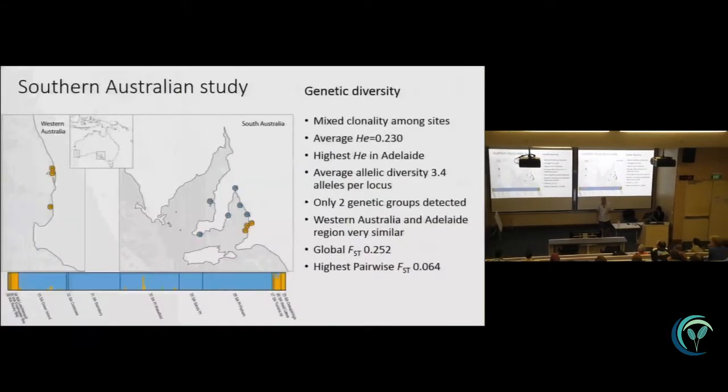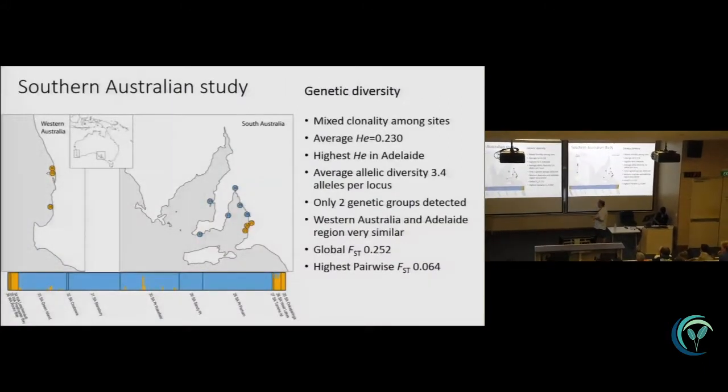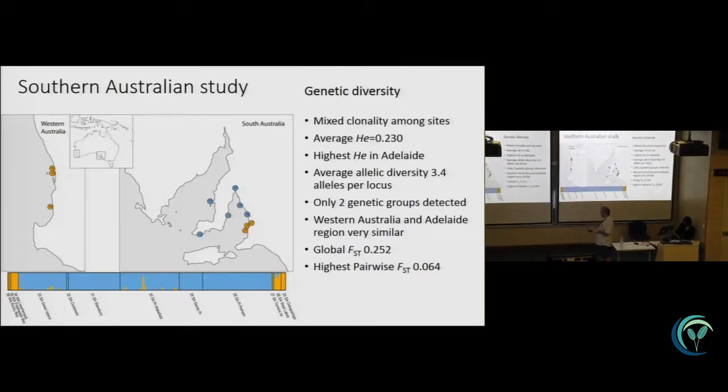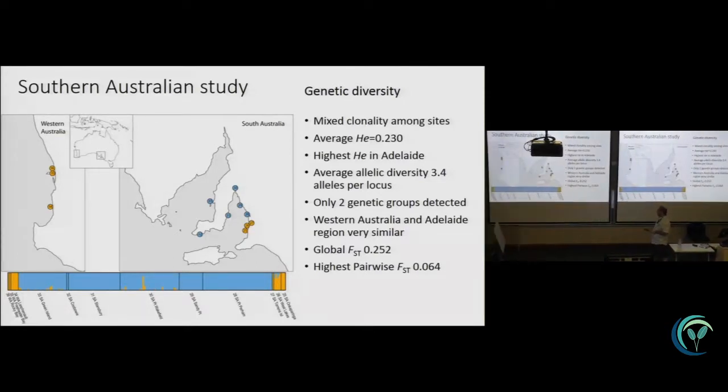Then we go down to where we live now, in Adelaide. Adelaide is around the orange dots. What we see here, again, is a structure plot, and we find that we have basically 2 groups, populations that group together based on their allelic composition, the alleles being, let's say, the genetic characters.